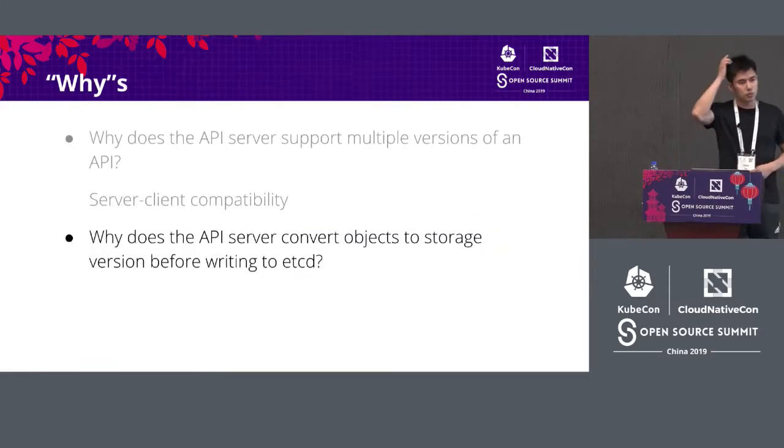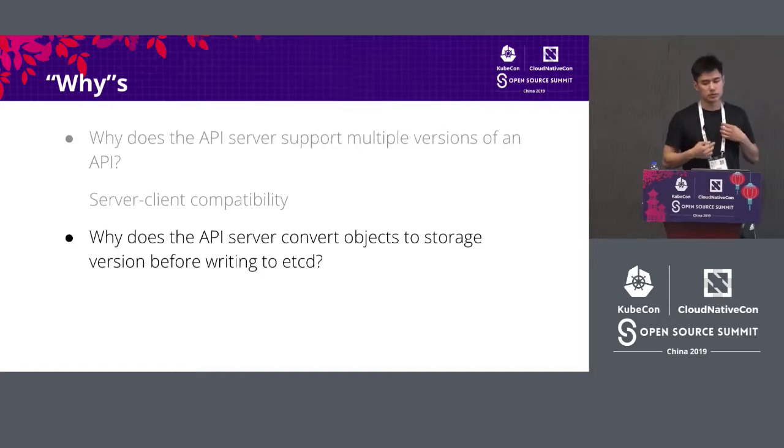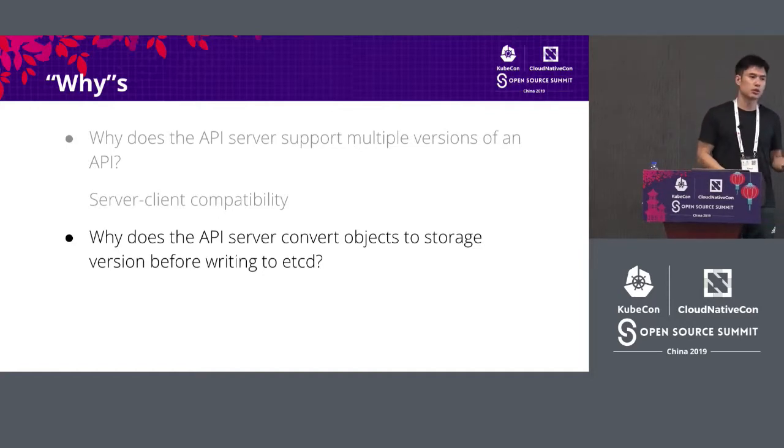The second question: why does the API server have to convert objects to the storage version? Why can't the API server just store things as they are passed in by the clients? Let's look at an example.